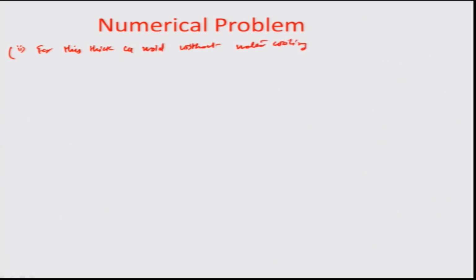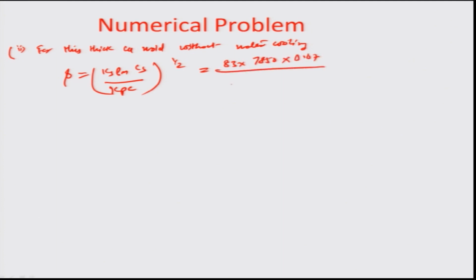I would like to find out first what is going to be the phi value here. The phi is obviously the ratio Ks rho m Cs by K rho C to the power of half. So, this comes out to be 83 times 7850, the density of the liquid metal, times the specific heat capacity of the solid metal, divided by 398, the thermal conductivity of the mold, times the density of the mold material times the specific heat capacity, to the power of half.